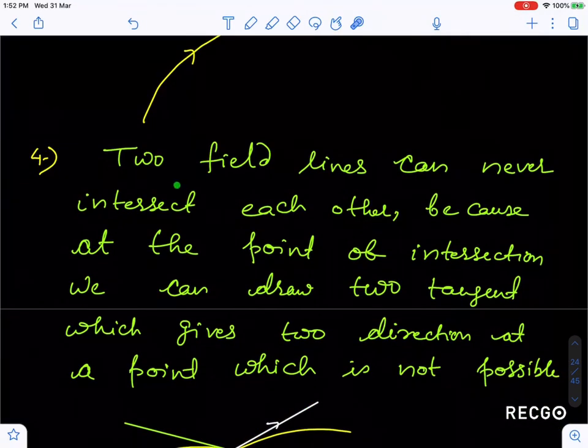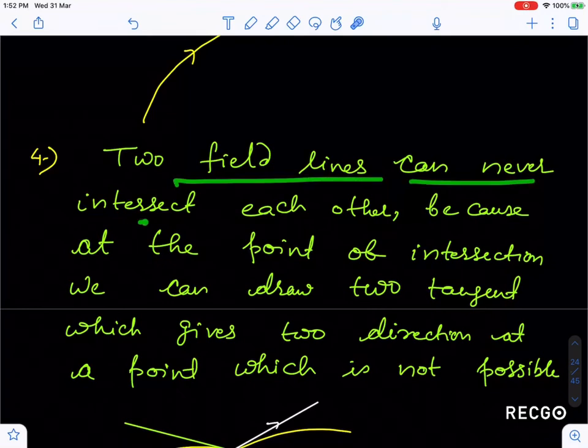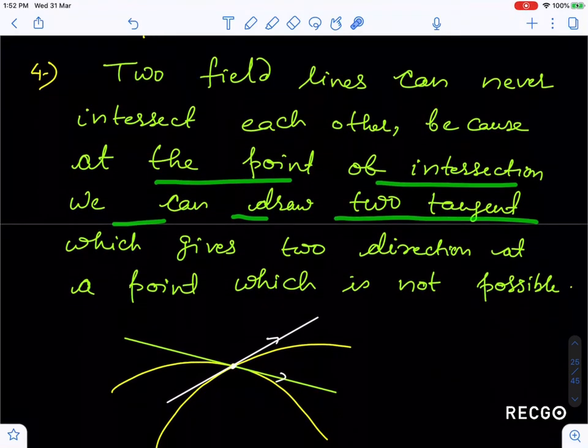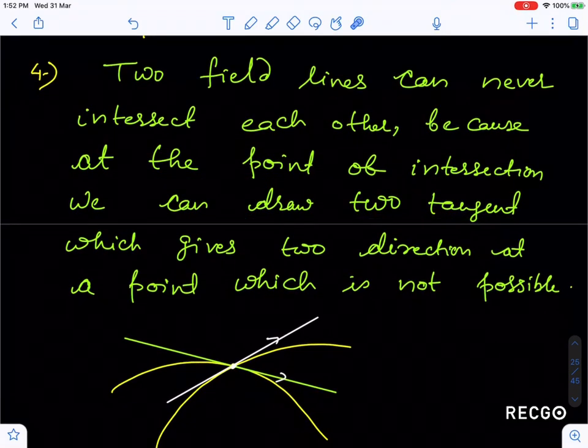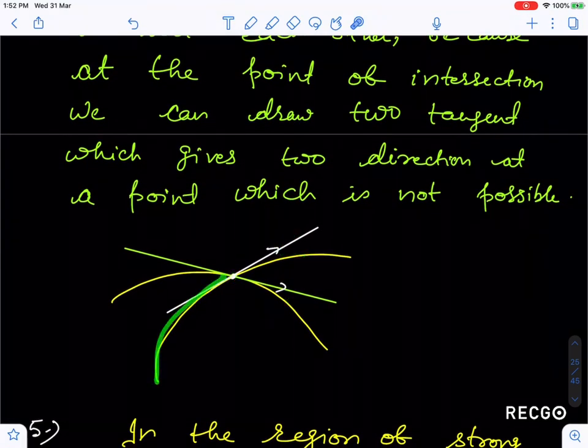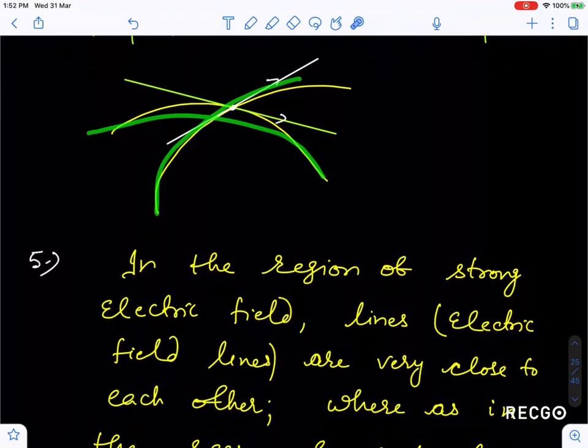I have written that two field lines can never intersect each other because at the point of intersection we can draw two tangents. We are seeing that we can draw two tangents at this point of intersection. So at a single point, two directions are not possible. That is why electric field lines never intersect each other.